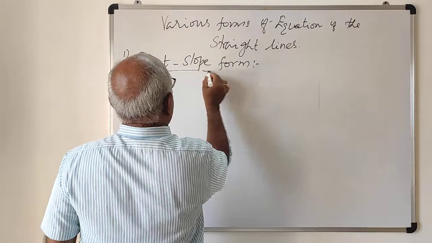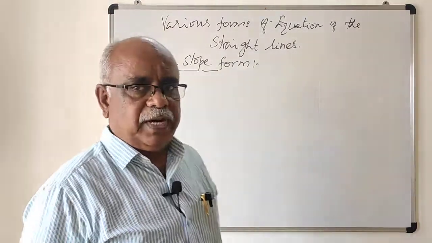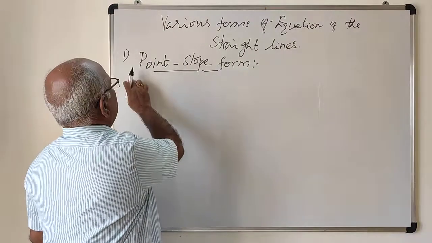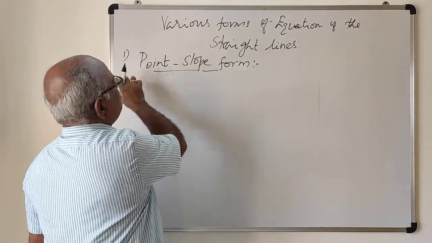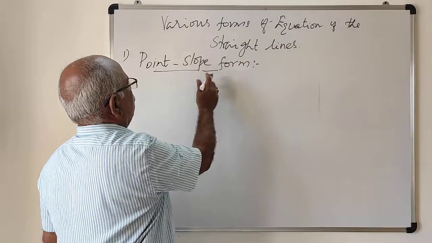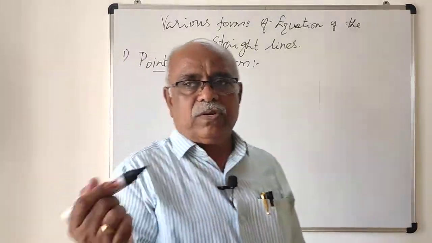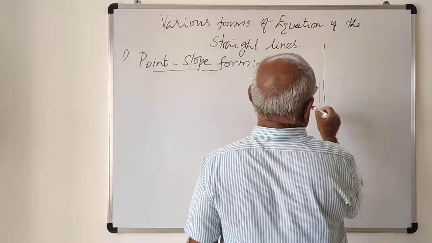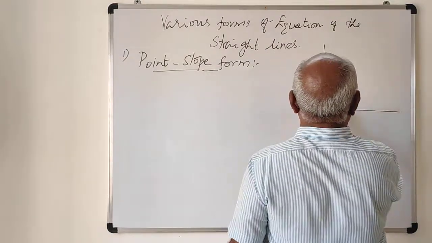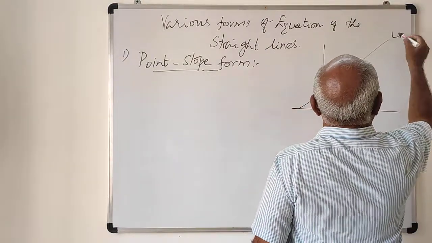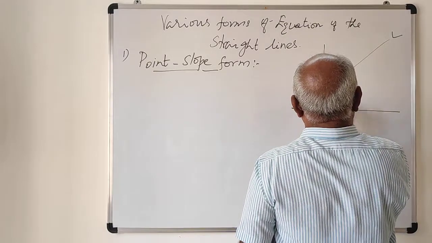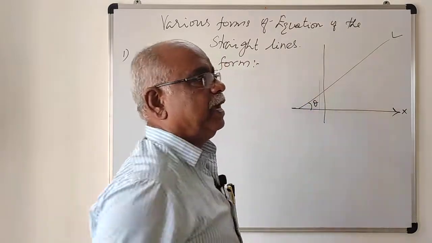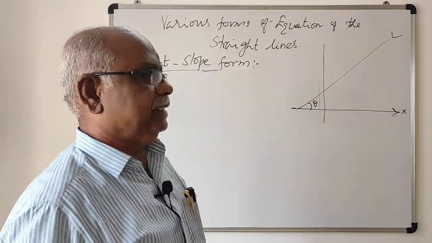We are going to see different forms of equation of the straight lines. Out of that, the first equation form is point slope form. Equation of a straight line defined in point slope form, that is, this is the required line L. The line L makes an angle theta with the positive direction of x-axis.